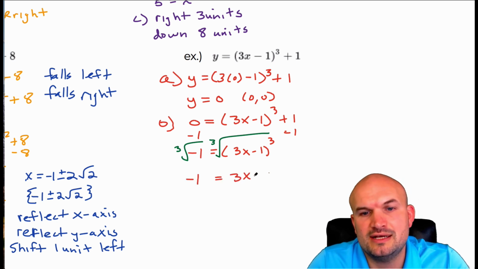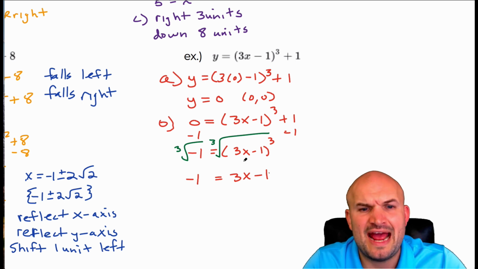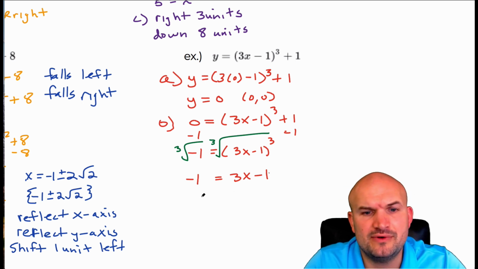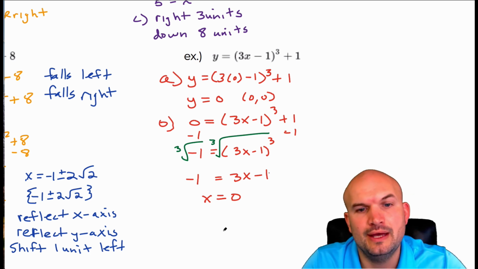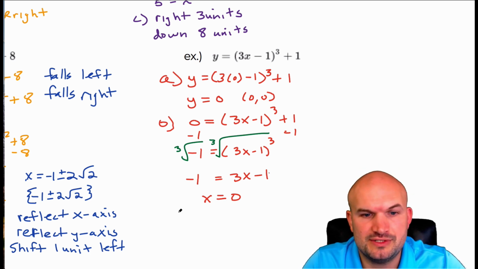Then we have 3x minus 1. Now, if I add a 1, I'm going to get 0. So when I divide by 3, I'll get 0. So x is equal to 0. So that's going to be all of my zeros here.